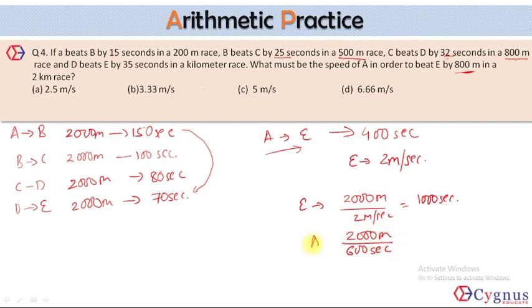So what should be the speed of A? 2000 by 600, that is 20 by 6. What is 20 by 6? 20 by 3 is 6.66, and 20 by 6 will be 3.33. So your answer becomes the second option.